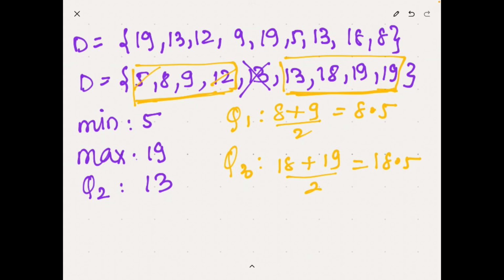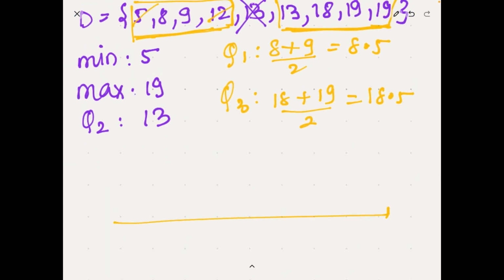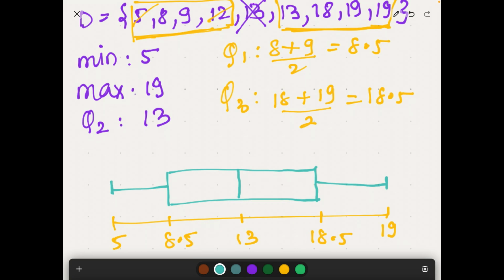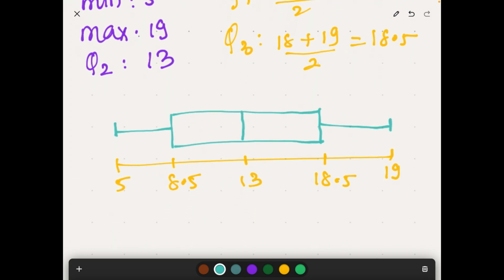Once we are done with this, let's go ahead and plot them. So our minimum value is 5, maximum is 19, Q1 is 8.5, Q2 is 13 and Q3 is 18.5. Again, Q1, Q2 and Q3 are going to be forming the box. So for the values of Q1, Q2 and Q3, you just draw a straight line and then you connect all of them together. Now for the tail and the head, it is just going to be your minimum and maximum value. So this is completing your box plot.